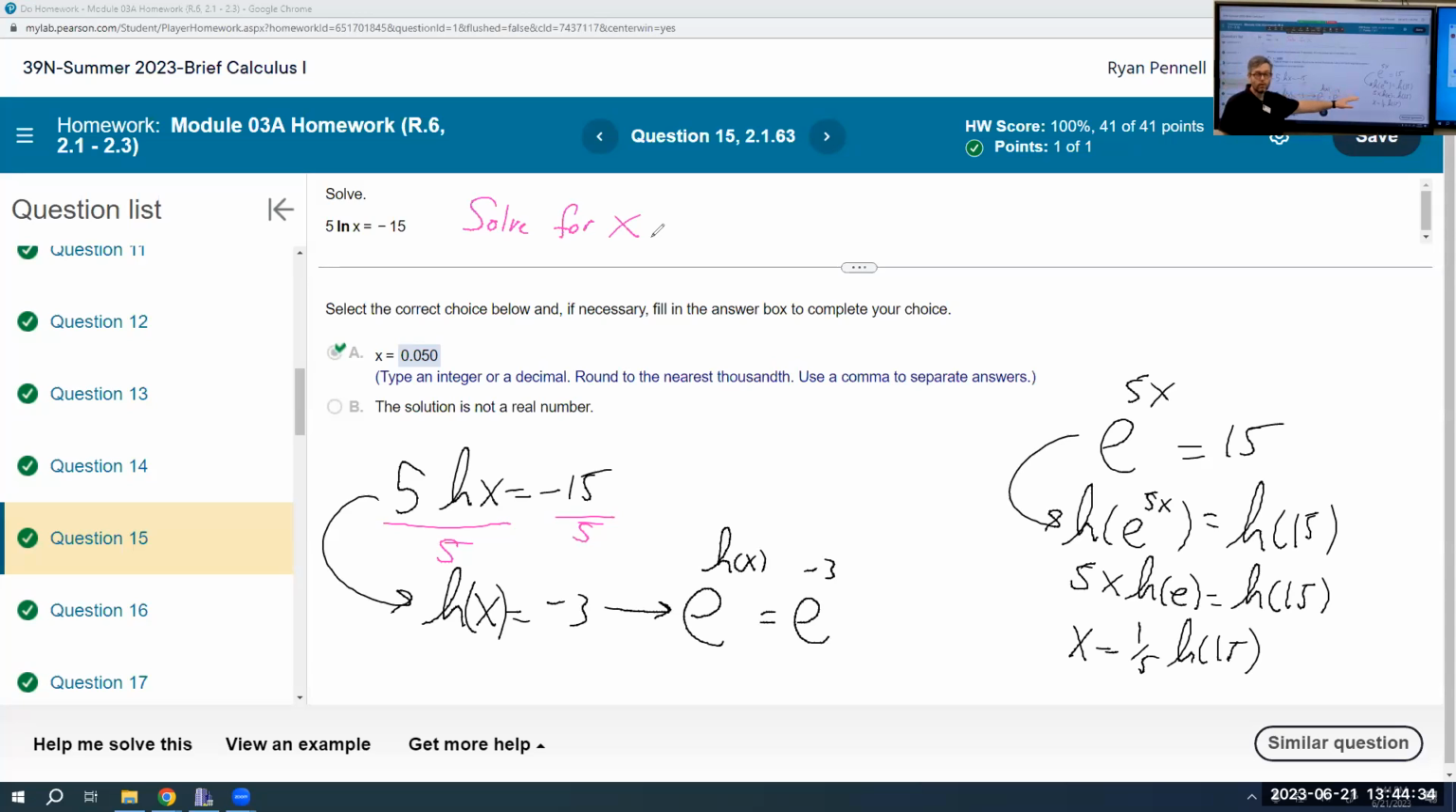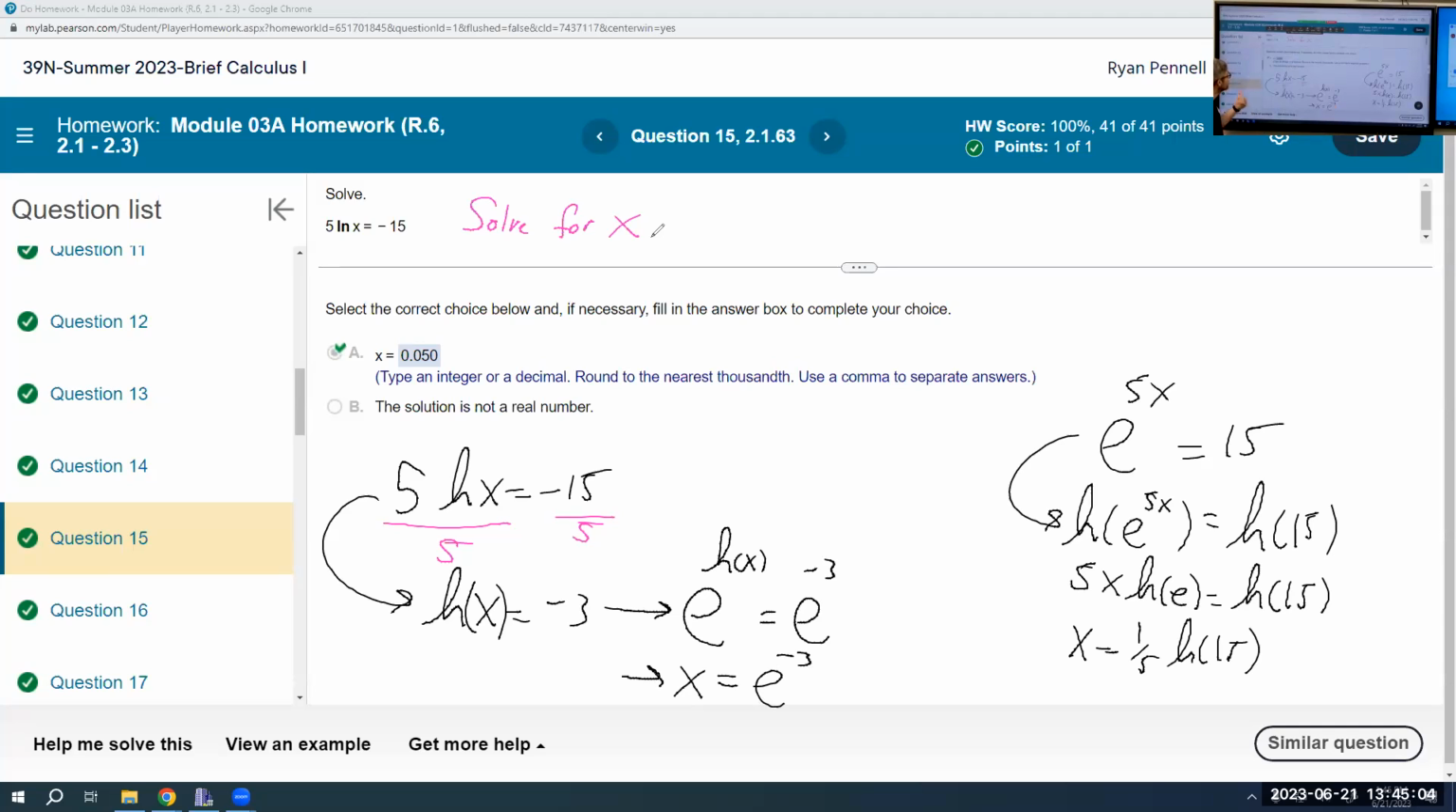Just like before, I took the natural logarithm of both sides; here, I'm putting everything as the exponent. If I do this, then because those are inverses of each other, this just becomes x. So e to the ln of x is just x. They're inverses of each other. So that's x equals e to the -3.